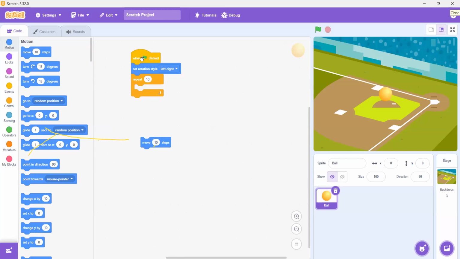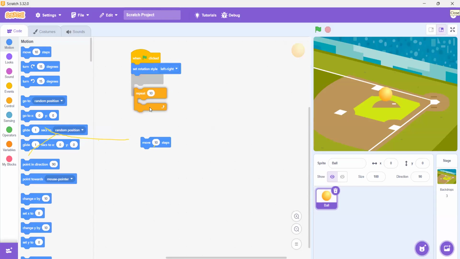Now I click. Does it move? No. I'm clicking the green flag. Is the ball moving? There, it has moved. Now, see, I'm clicking the ball. No, it is not moving.